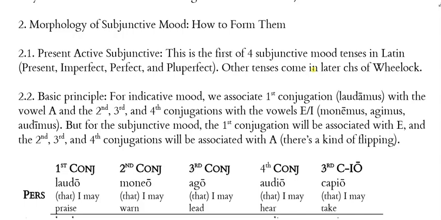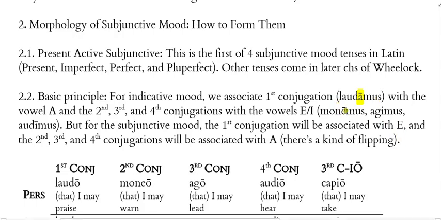But the basic principle here is that for indicative mood, if you remember, this is a review, we associate first conjugation, a verb like laudamus, we praise or are praising, with the vowel A. Notice that most of the time the vowel A is there on our forms of laudo in the present active indicative. So second and third and fourth conjugation verbs, though, we associate them with the vowels E or I.